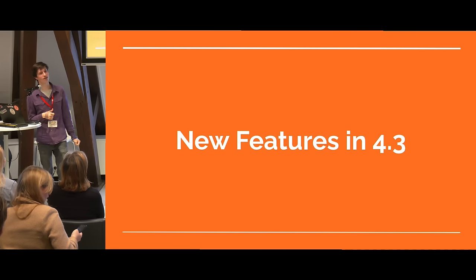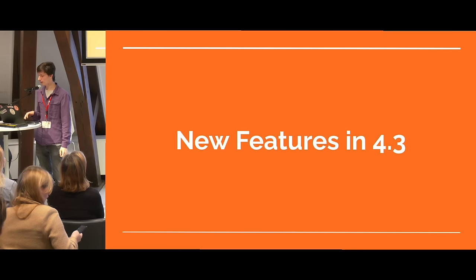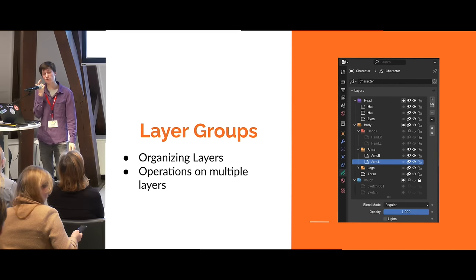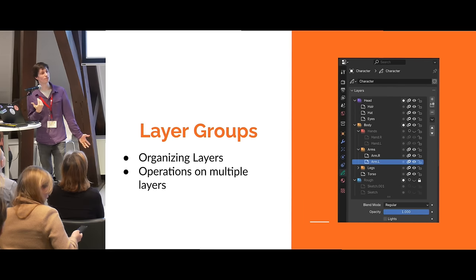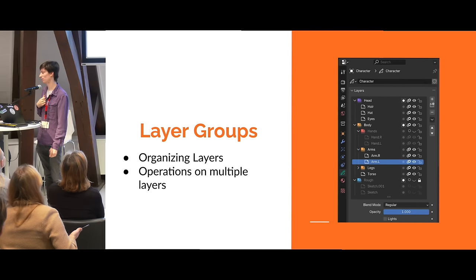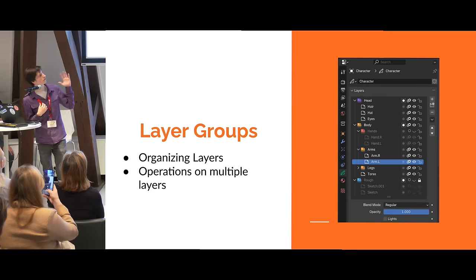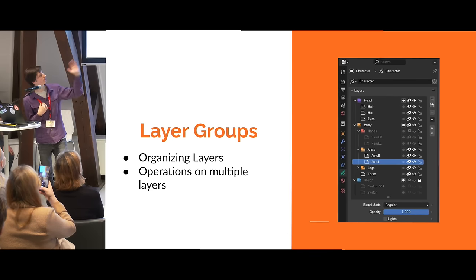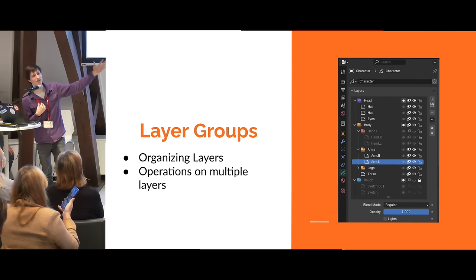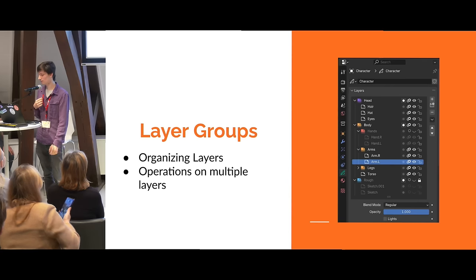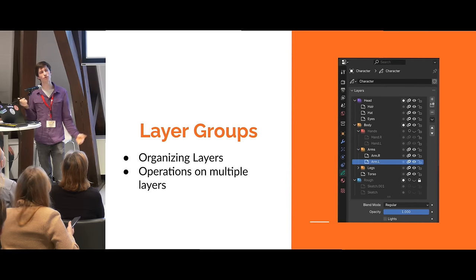Now let's talk about 4.3. And I want to highlight three of the main features that are going to be there. The first one, something that people have talked about quite a bit, is layer groups. And this is something that you would expect in a 2D drawing animation software. And so now we have them. It's mostly for organization, to make your layer tree look prettier. They have colors, and you can also do multiple operations at once.